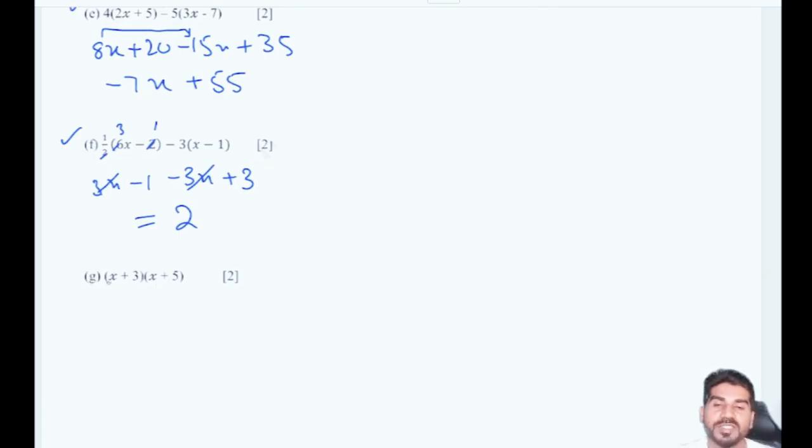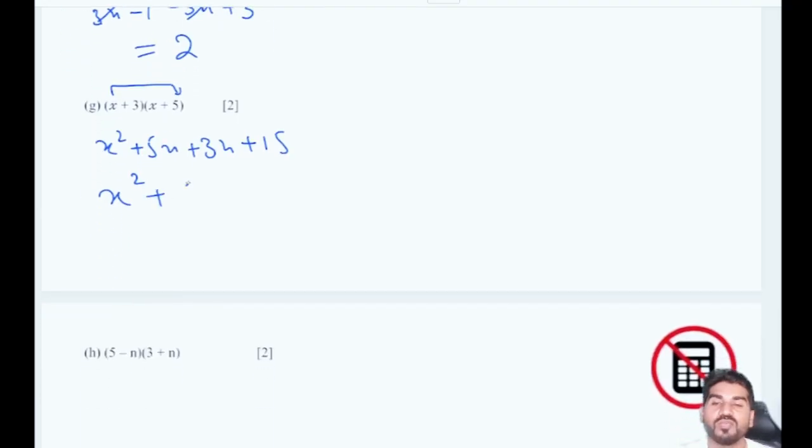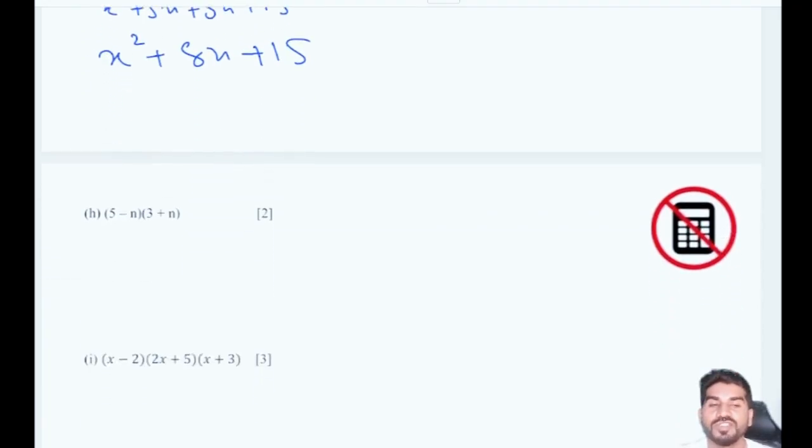Now part G: x times x will be x square, and then x times 5 will be 5x. Then 3 times x is 3x, and 5 times 3 is 15. So there will be x square as it is, and 5 plus 3 will be 8x, and 15 will remain. So this will be the answer for part G.